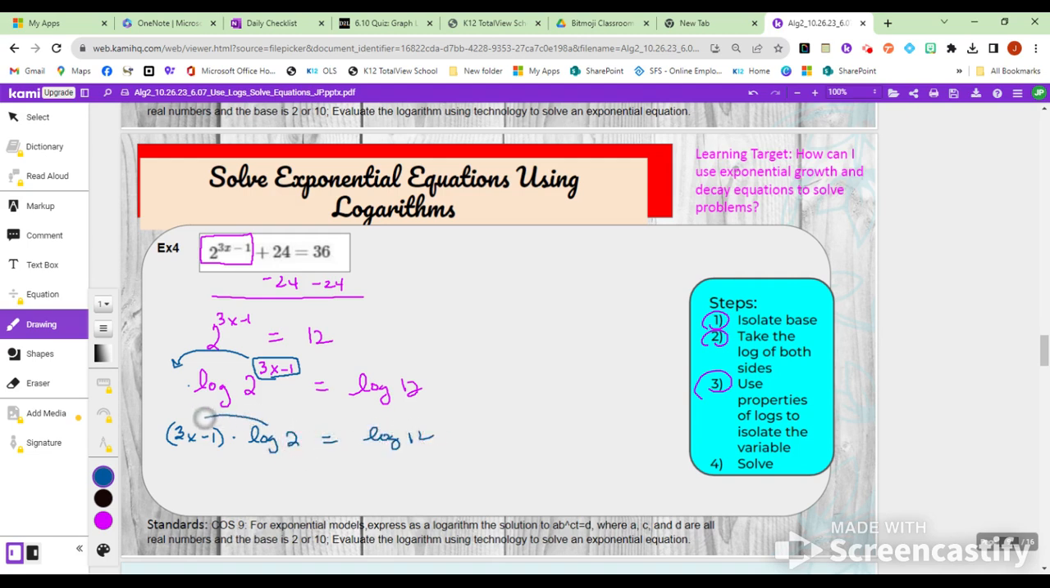I am going to have to distribute my log here. So I'm going to get 3x times log of 2 minus 1 times log of 2, which will just be minus log of 2, is equal to log of 12. And then I'm going to find my x. It's right here. So I'm still solving. I'm in this step right here. So I'm going to add log of 2 to both sides.